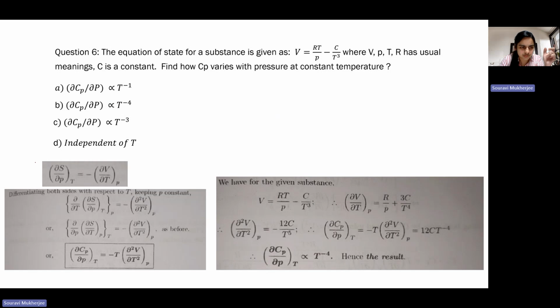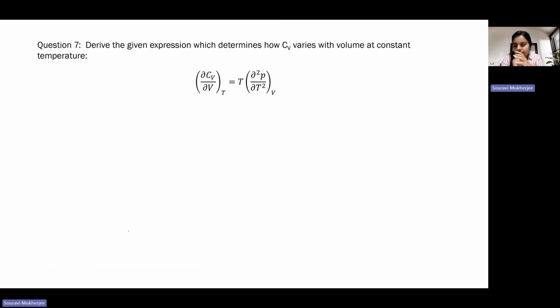So similar to what we have done here. You have to choose the Maxwell's equations correctly based on what is your term that you want to find. Okay, but the process will be similar. So try to work it out. Right? How do we find del Cv del V at constant temperature? Okay, what is the Maxwell's equation that we should start with? I'll give you some time to think.